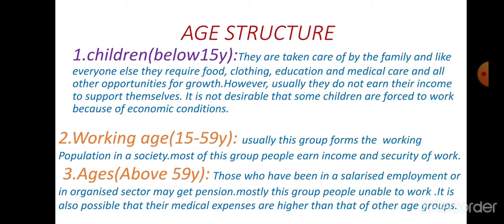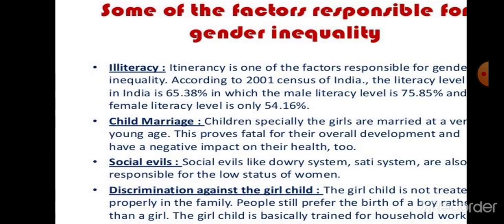Anyway, people below 15 years and people above 59 years depend on people aged 15 to 59 years. So the working age is 15 to 59, and the children are below 15 years. The people above 59 years also depend on the 15 to 59 age group. So, some of the factors responsible for gender equality or inequality.